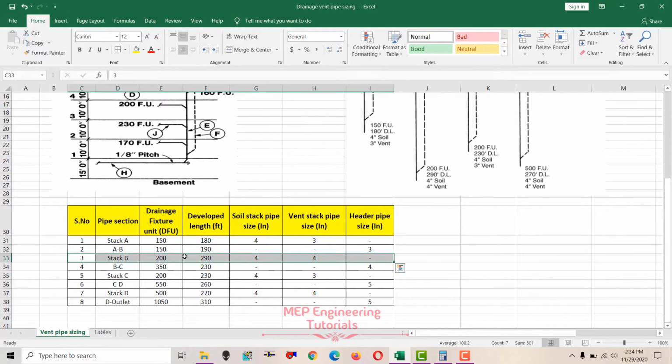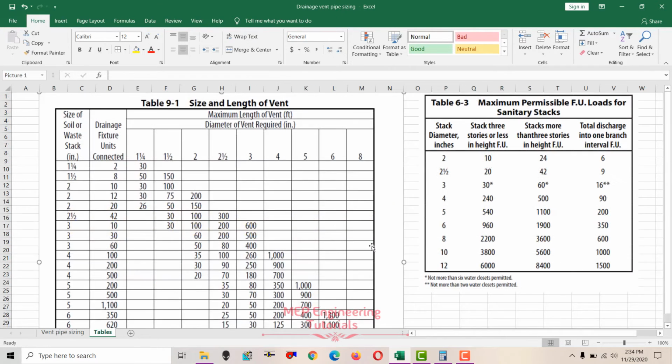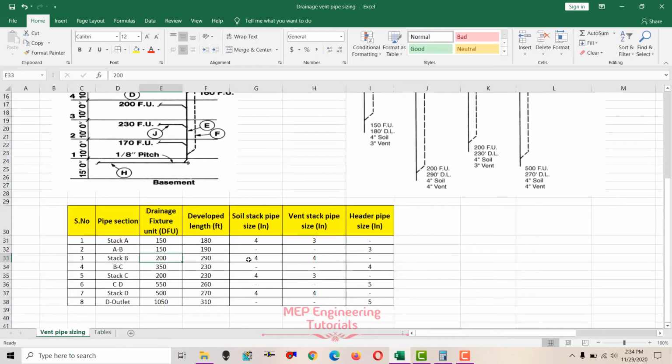200 fixture units, 290 developed length. Now we'll check for soil stack pipe size and vent stack pipe size. So 200 drainage fixture units. First check the soil stack pipe by using table 6-3. So again, more than 3-story, 200 fixture units is in between 60 and 500. So we'll go for the higher value 500 and check the pipe size is 4 inches. So the soil stack pipe size is 4 inches.